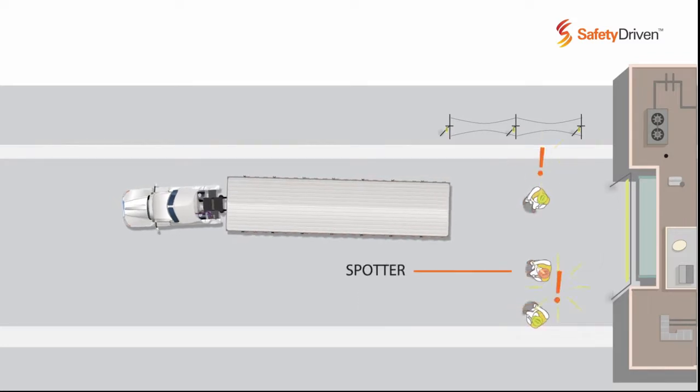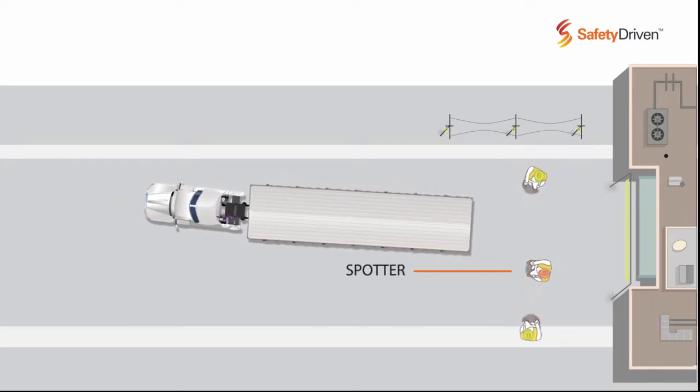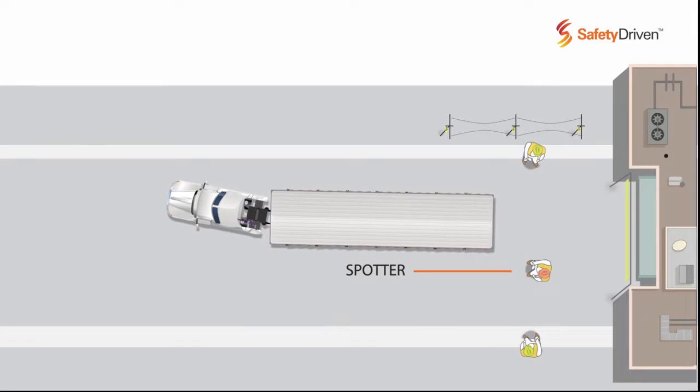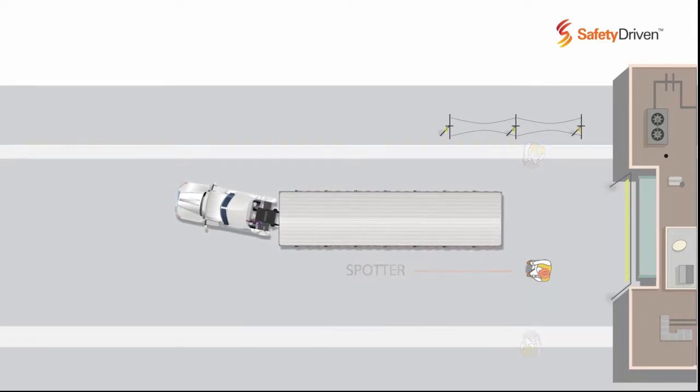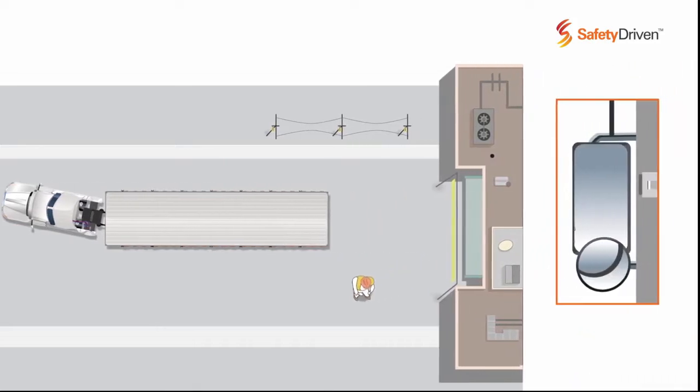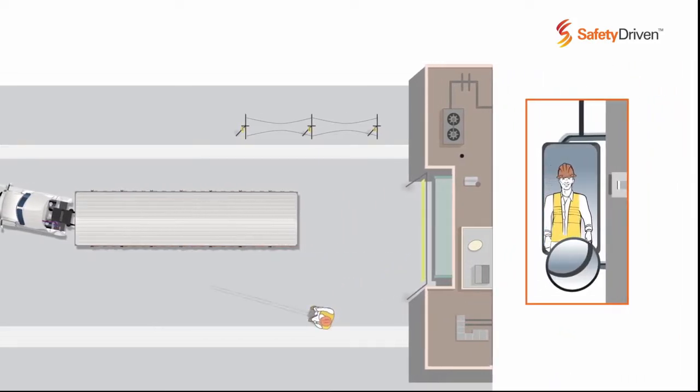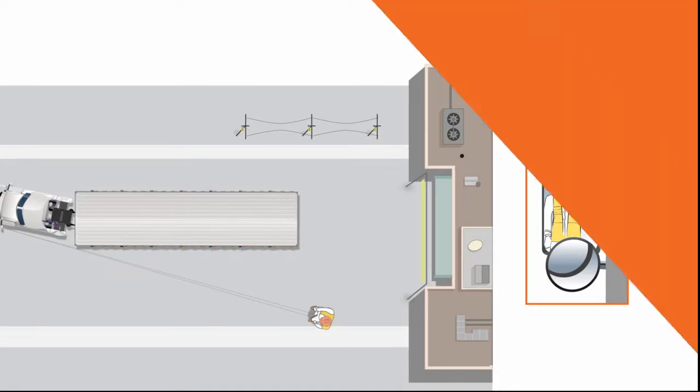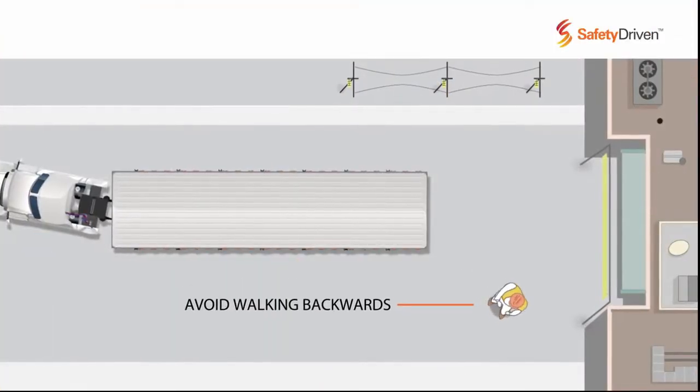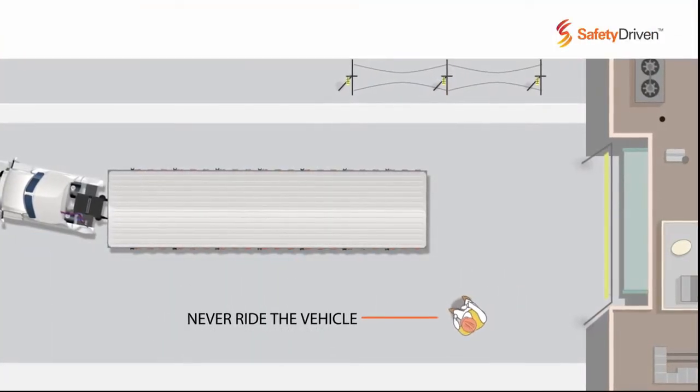Unless you are the spotter, stay clear of the vehicle's path when a vehicle is reversing or has reverse signals. Vehicle operators must use a horn before reversing the vehicle and always maintain eye contact. If the spotter must reposition, wait until eye contact is reestablished before resuming driving. While spotting, avoid walking backwards and never ride the vehicle.